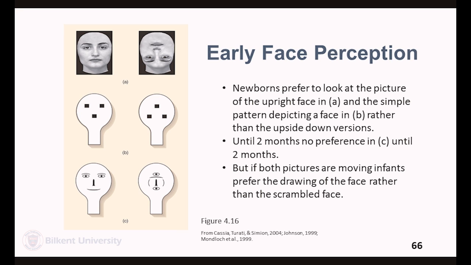So newborns prefer to look at the picture of the upright face, but until 2 months, there is no preference when the face with features is scrambled. Why are we scrambling these faces? Is it that children attend just to the nose? Is it that they find the eye interesting? Is it the features? If it were that way, then if they were scrambled, it wouldn't have mattered. Infants would still like looking at them. But it seems like this is not really as interesting as this one. And so for that reason, it gives us clues about infants' preference.